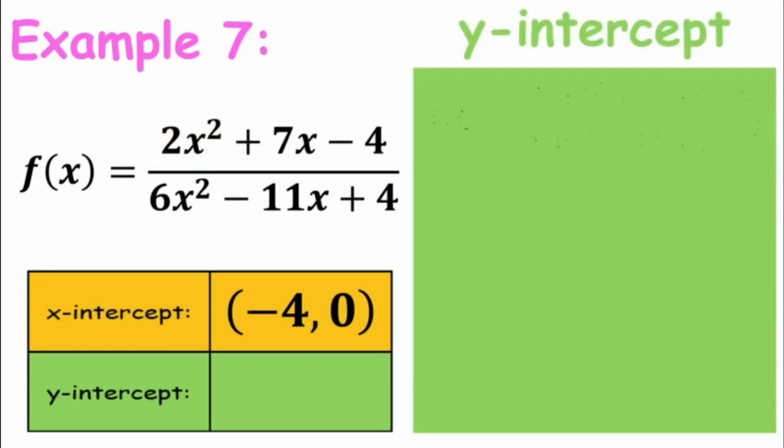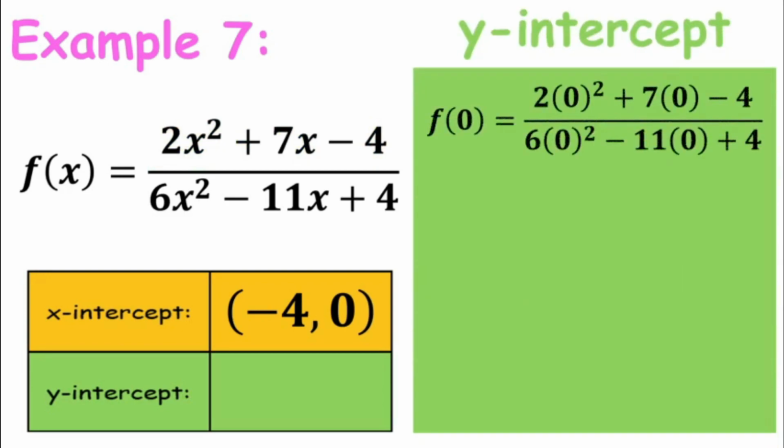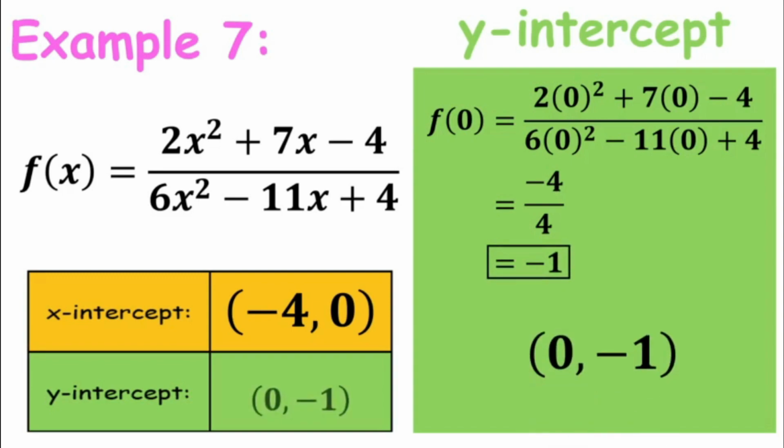For the y-intercept, f of 0 is equal to 2 times 0 squared plus 7 times 0 minus 4, all over 6 times 0 squared minus 11 times 0 plus 4, which gives us negative 4 over 4, which is equivalent to negative 1. The y-intercept of the function is (0, -1).